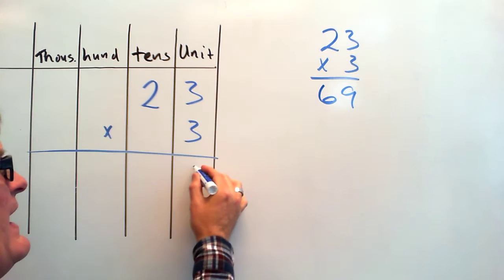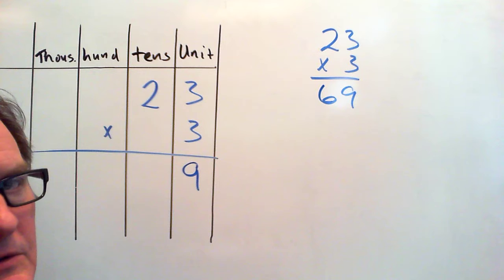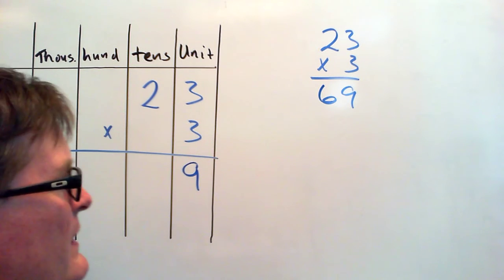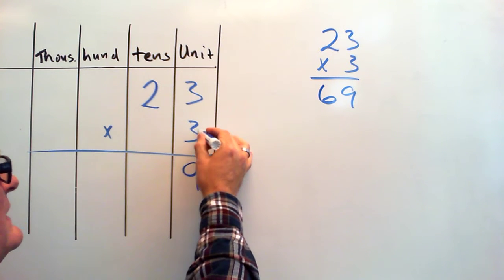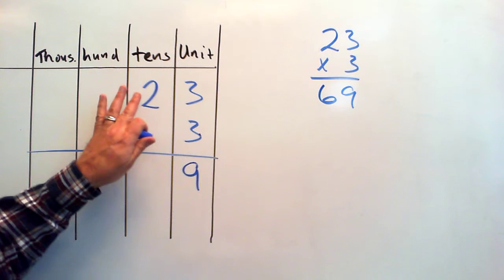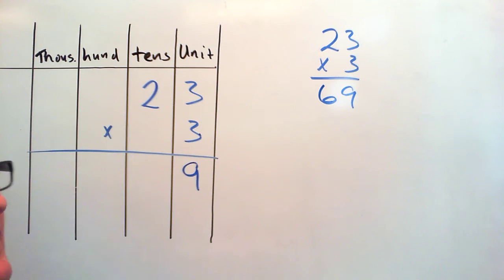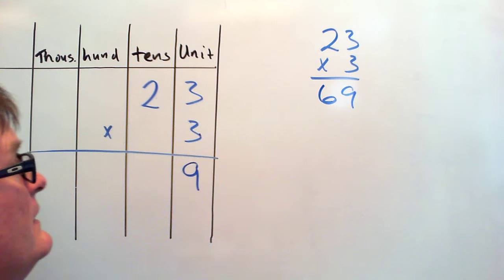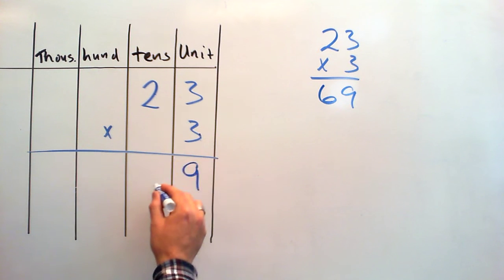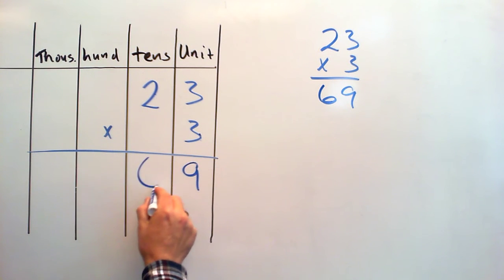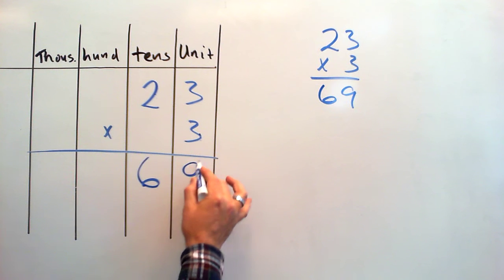We know by fact fluency that 3 times 3 is equal to 9. Easy enough. Then we move over and we multiply this 3 times the 2. But we also know, and this is why I wanted to put this in a place value chart, that this is not worth 2, it's actually worth 20. So it's 3 times 20, which is 60. We don't need the 0, so we would put 60.